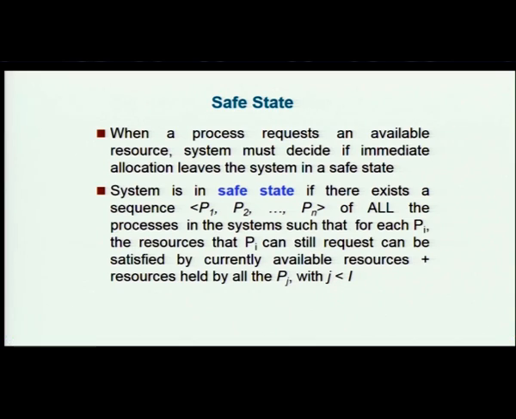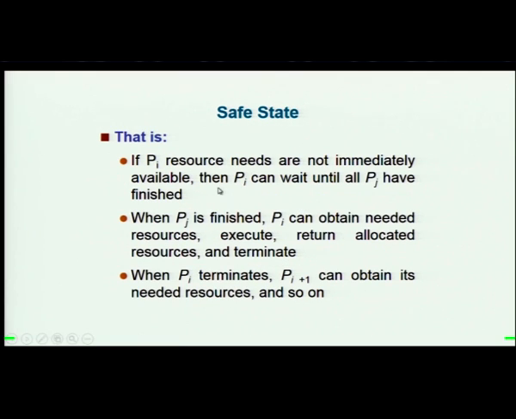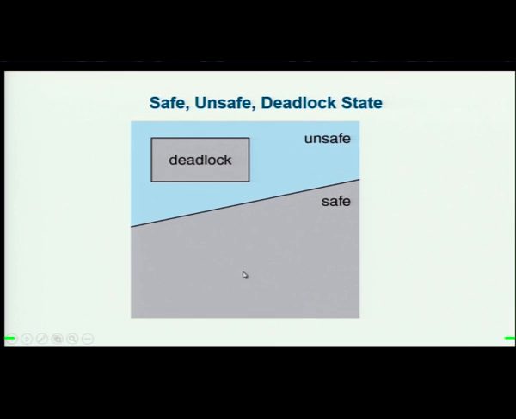When a process requests an available resource, the system must decide if immediate allocation leaves the system in a safe state. What is a safe state? I'll come back to that. The safe state is like this: there is no deadlock visible.